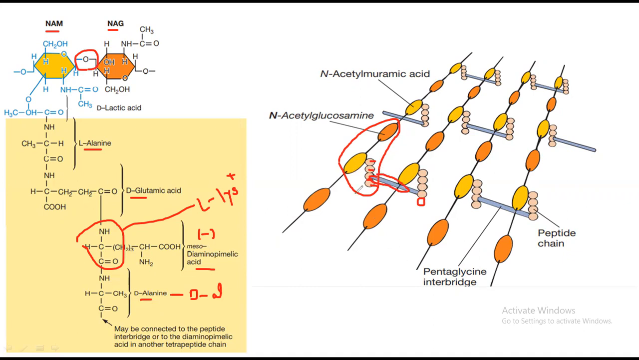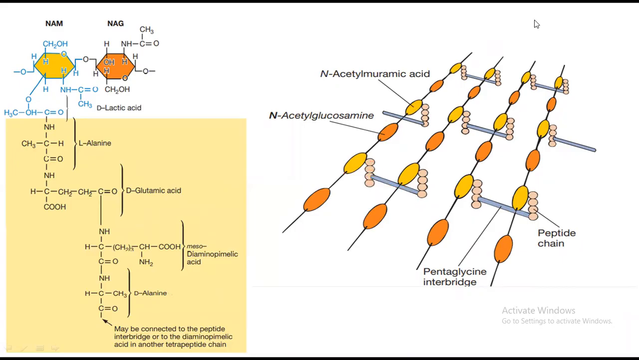Okay, so when they get attached to each other, they lose this last amino acid that is known as D-alanine. If I erase it like this, when they get bonded, they lose their D-alanine. But when they start synthesizing their subunit, they should have D-alanine as the 5th amino acid in their structure. Okay, so keep this difference in your mind.